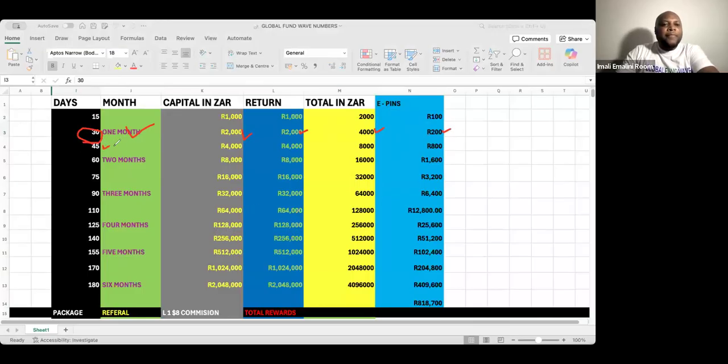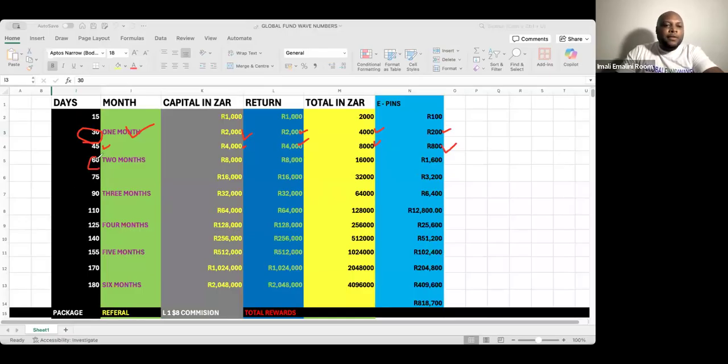Day 45, you are here now. This is 4,000 rands that you started with. Multiples of hundreds, $200. Talk about dollars now. Now, plus or minus, that is 4,000 rands extra. That is 8,000 rands. Now we've used up to this much of e-pins, plus or minus. That is 800 worth of e-pins.